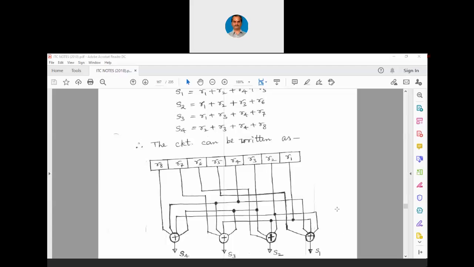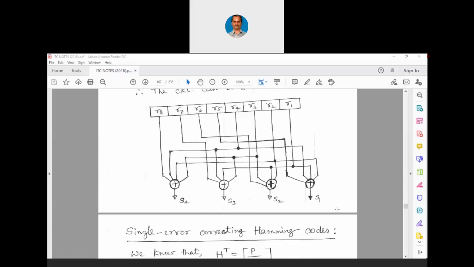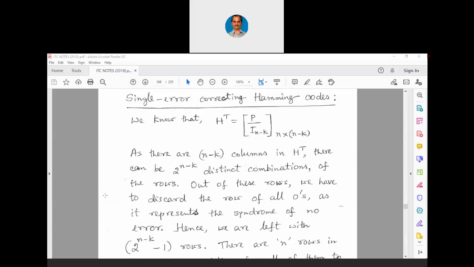So this was the exercise which we started yesterday. Let me continue the theoretical discussion of this module now. We have till now discussed the single error correcting Hamming codes. Let us go into a little more detail in the single error correcting Hamming codes.